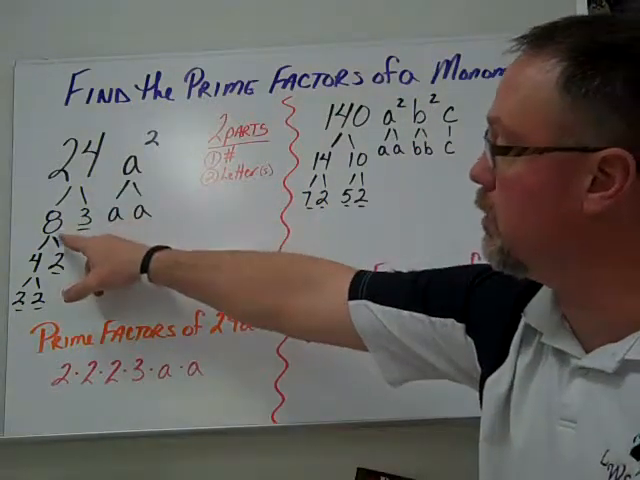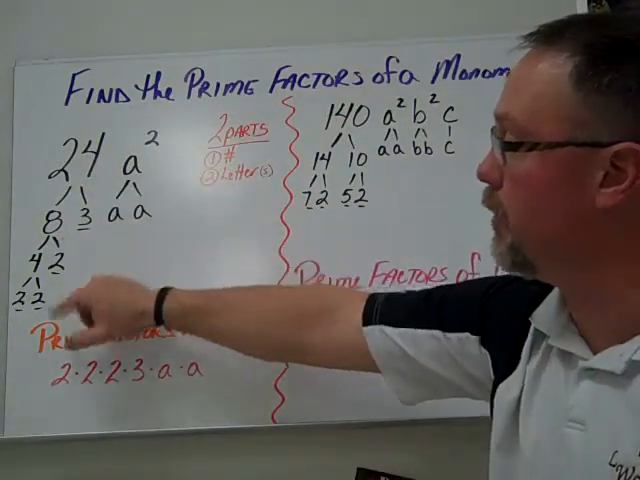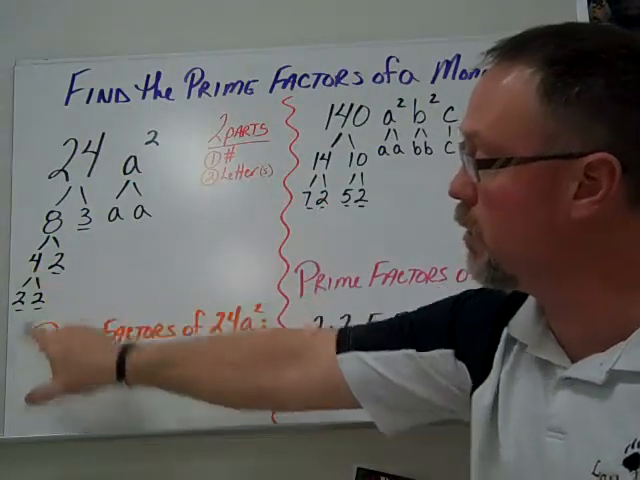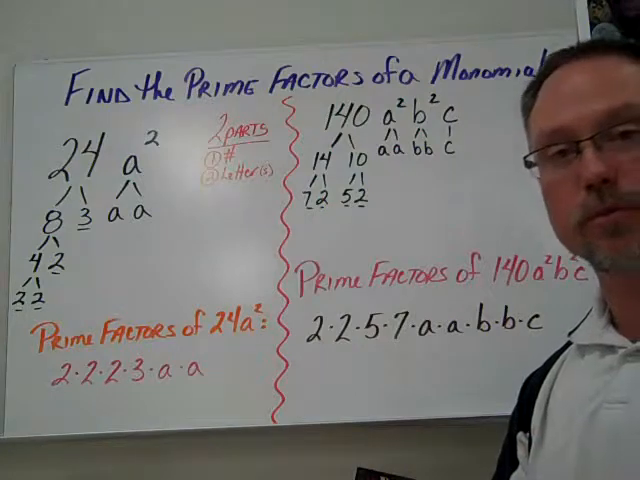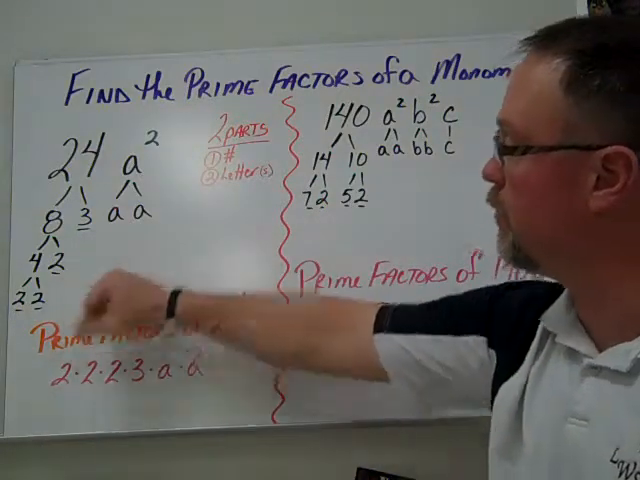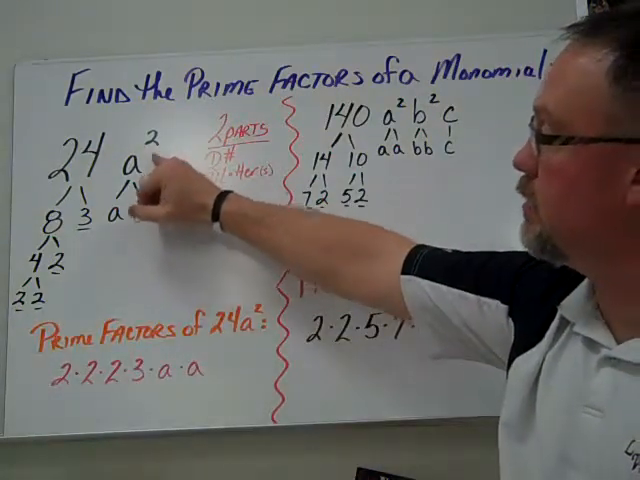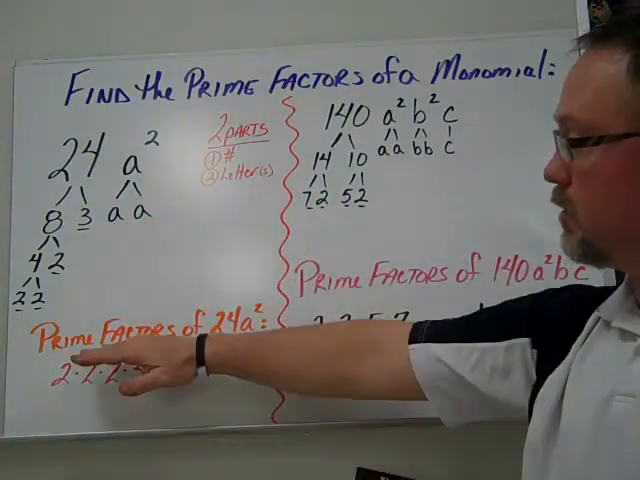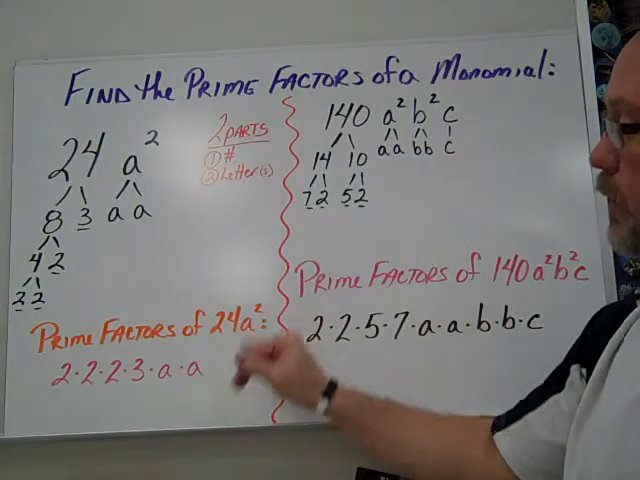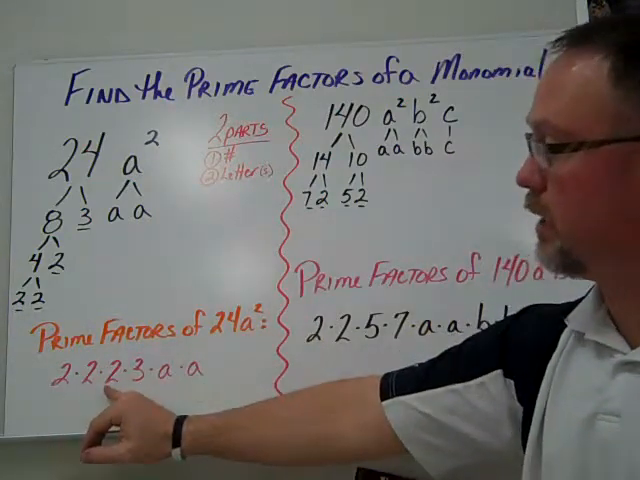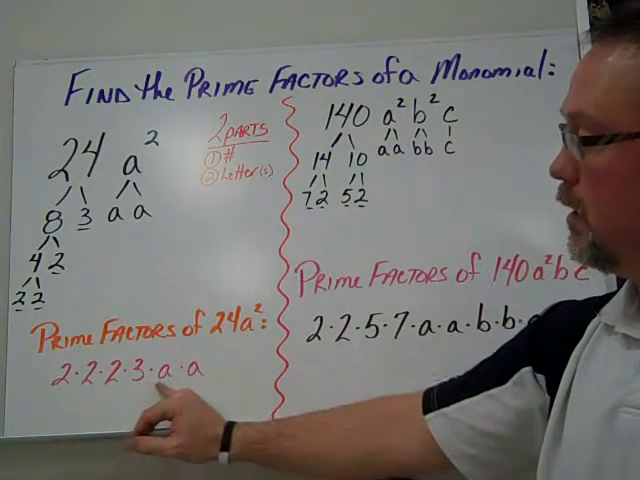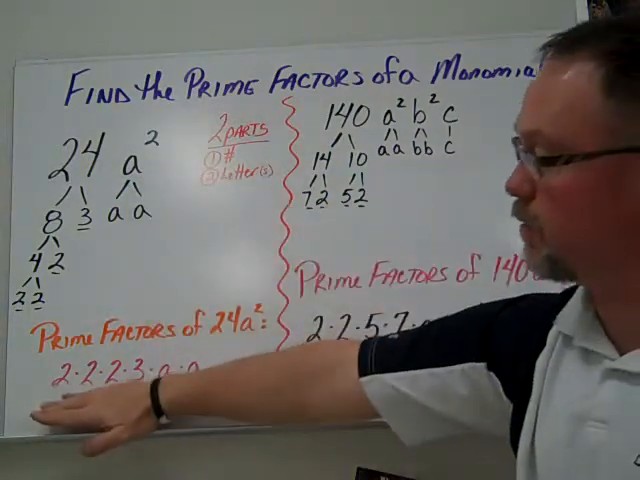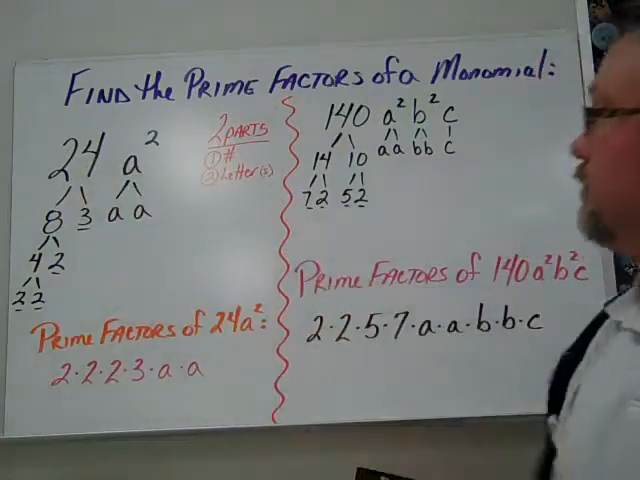So 24, two numbers that multiply are 8 and 3. 8 can be broken down into 4 and 2. 4 can be broken down into 2 and 2. Again, we're going for primes, so that's what we're looking for. Our a squared, there's two of these, so we're going to show it as a times a. So the prime factors of 24a squared is 2 times 2 times 2 times 3 times a times a. So there's our two a's. And if I multiply these four numbers together, I get 24.